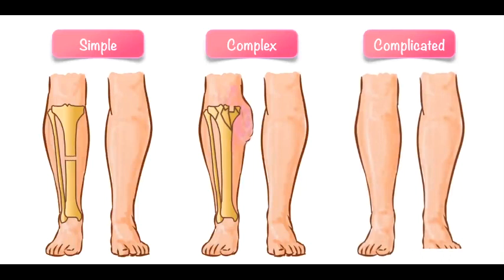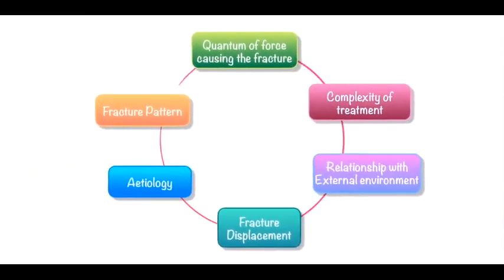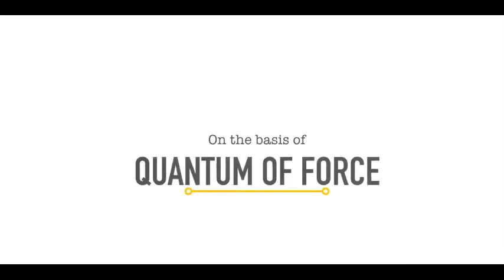An example is a comminuted intra-articular fracture of the proximal tibia. A fracture is said to be complicated if associated with damage to neurovascular structures, and this type of fracture requires emergency treatment. Sixth classification of fractures is on the basis of quantum of force.